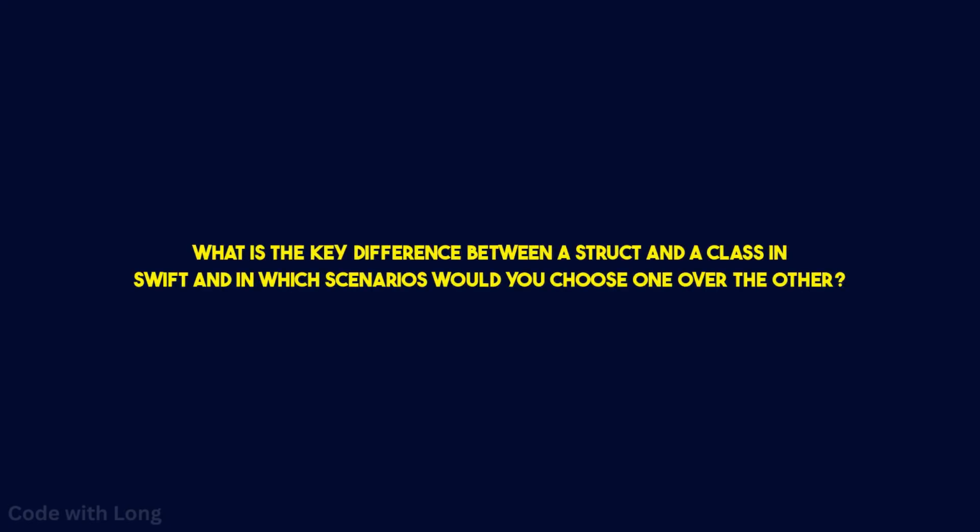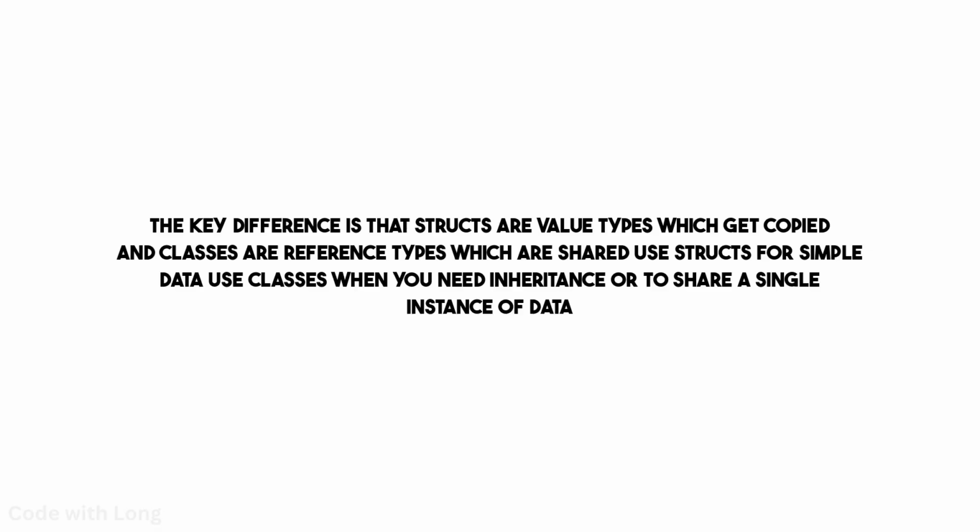What is the key difference between a struct and a class in Swift, and in which scenarios would you choose one over the other? The key difference is that structs are value types, which get copied, and classes are reference types, which are shared. Use structs for simple data. Use classes when you need inheritance or to share a single instance of data.